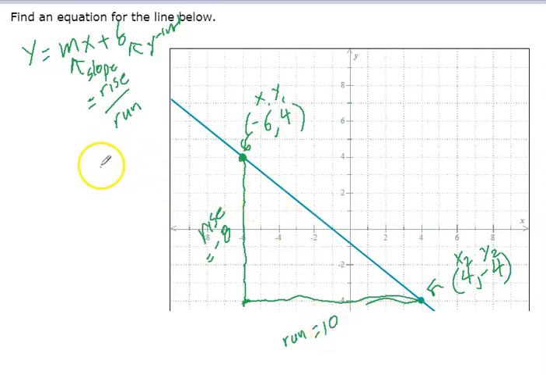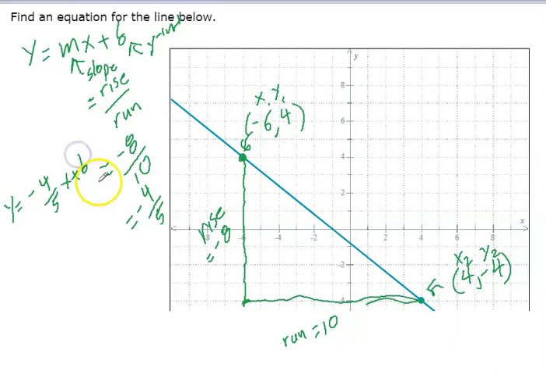All right, so we know our rise over run would be -8 over +10, or we could reduce that down to -4/5. All right, so we know our equation is going to look something like y is equal to -4/5 x plus b. And again, we need to figure out what that b value, or our y-intercept, is here.